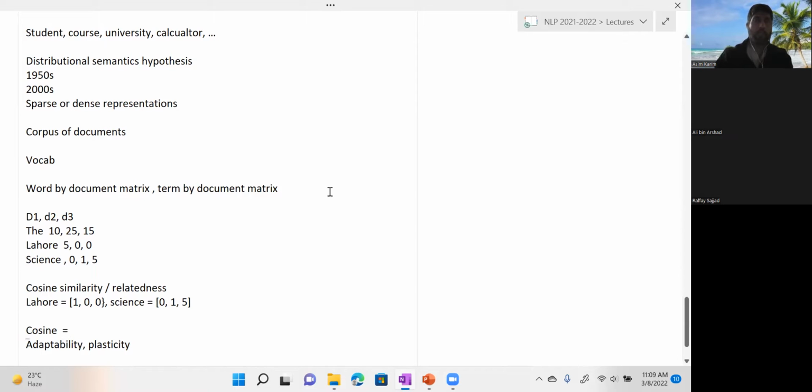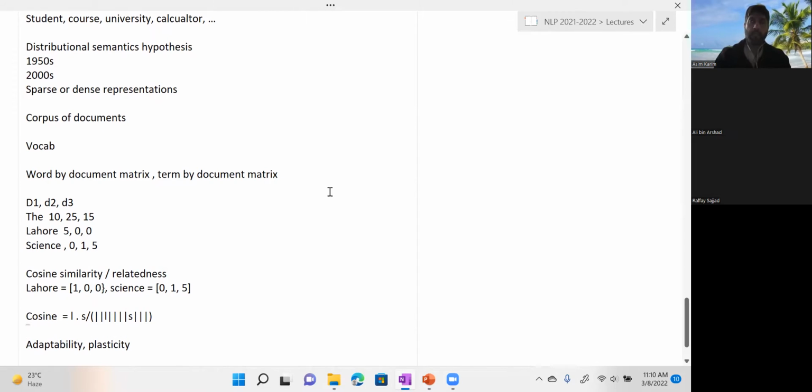So cosine is simply, let's say, I have Lahore. Let's say the vector is L. Take the inner product with the vector of science, which is S. And then, of course, you have to normalize it because L and S may be of different lengths. So in cosine, the normalization is done by the norm: the norm of L and the norm of S. Okay? L2 norm, or the length of vector L and the length of vector S. This is in the denominator.